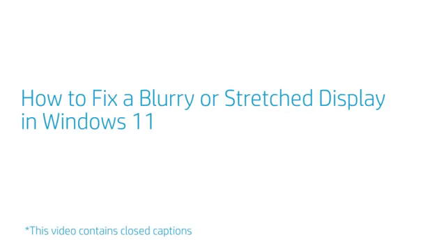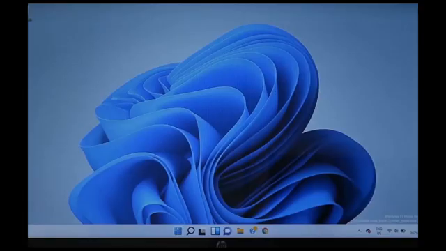How to fix a blurry or stretched display in Windows 11. Fuzzy text, blurry images, or images that are stretched or out of proportion can be caused by improper screen resolution, incorrect graphics driver settings, or outdated BIOS or graphics drivers.